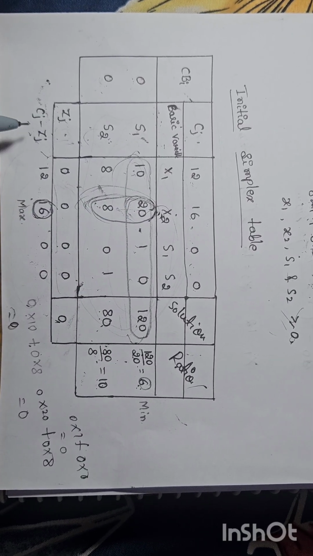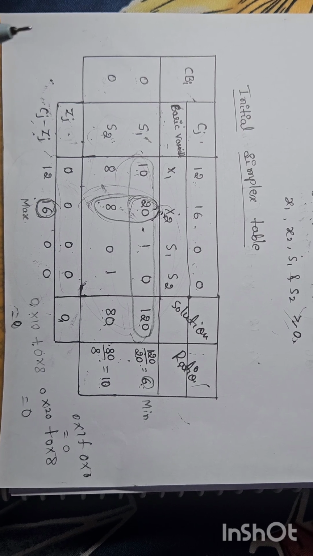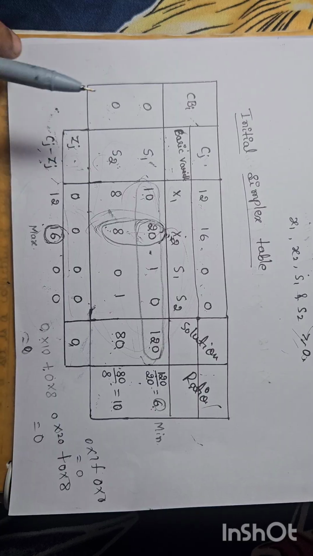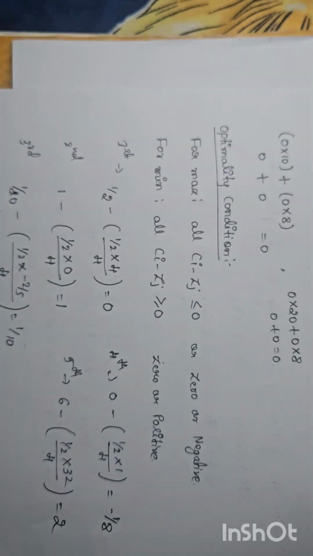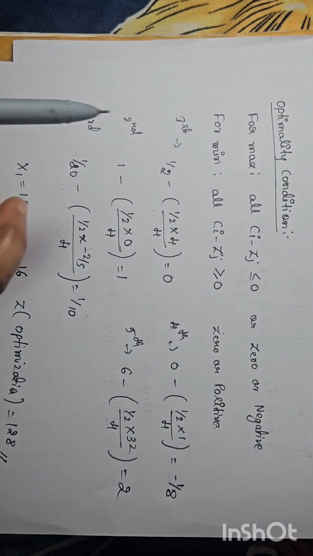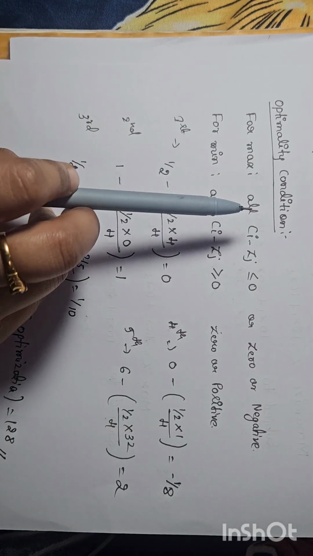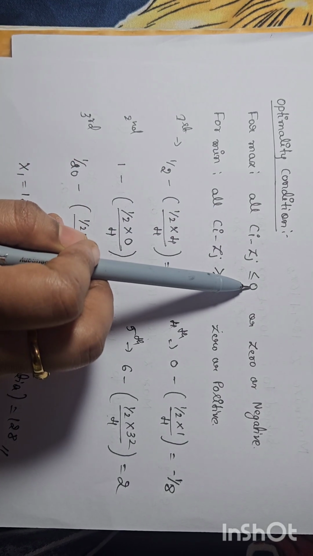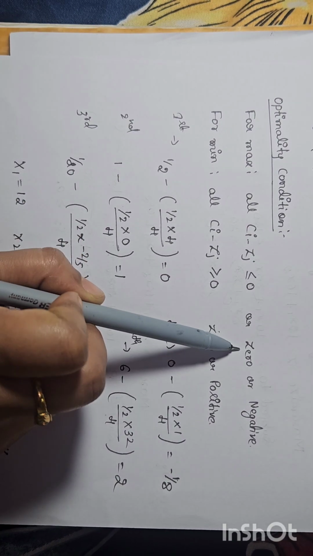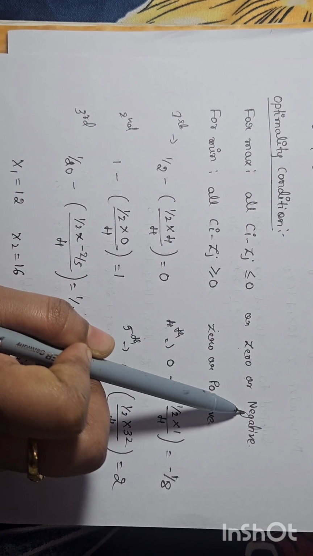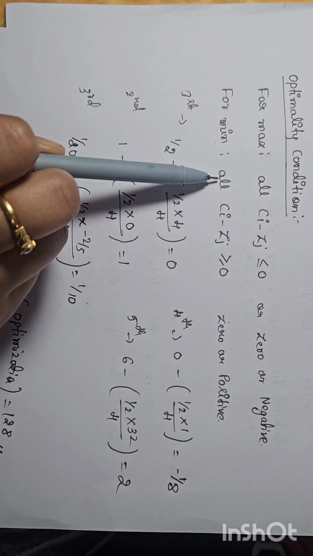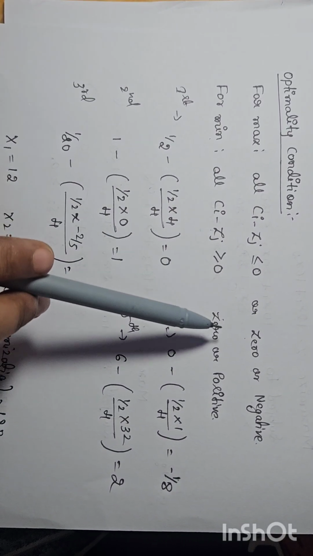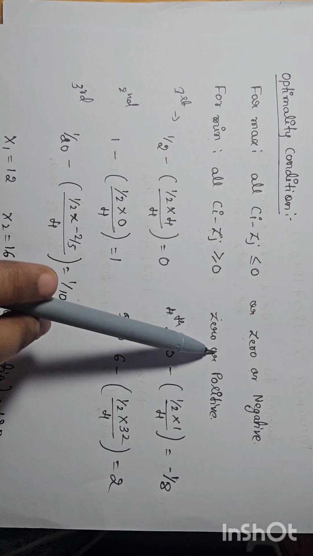Let's look at the optimality conditions first. Before going to the next step, we need to check the optimality condition. The optimality condition says for maximum, Cj minus Zj should always be less than or equal to 0, which means either 0 or negative. For minimum, Cj minus Zj should be greater than or equal to 0, which means either 0 or positive.